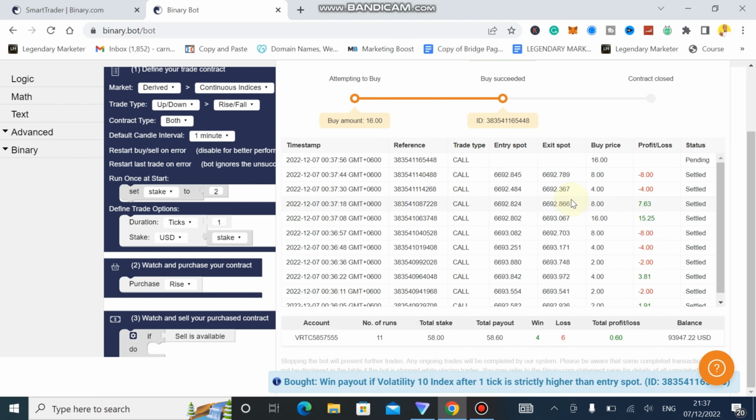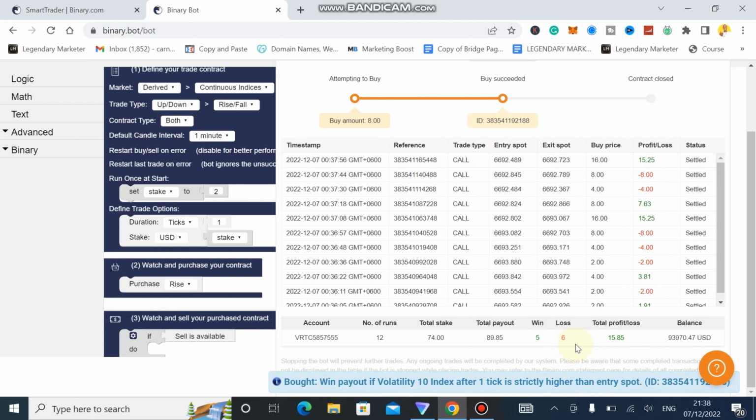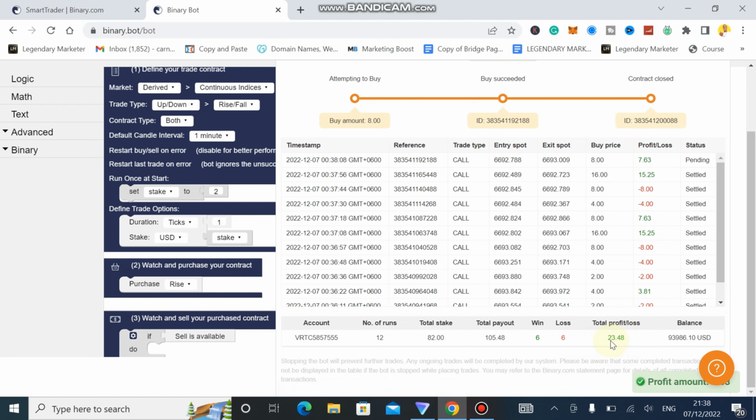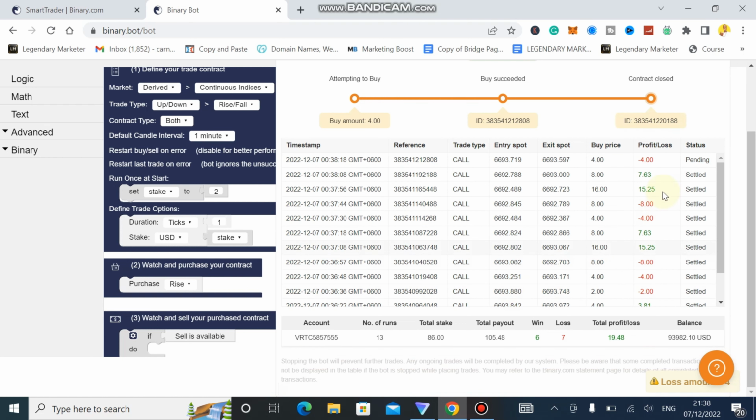So this bot is called the reverse bot, and it's going to behave like this until we make some good money. And from here you can see we've had 6 losses and 5 wins, but our profit is maintained very well. Now at 23, it's going to pick 4. Let's see if we are going to make it. We've lost that amount.